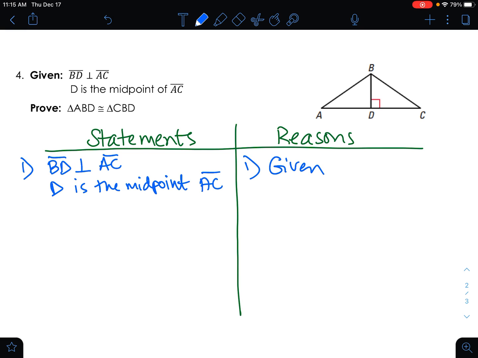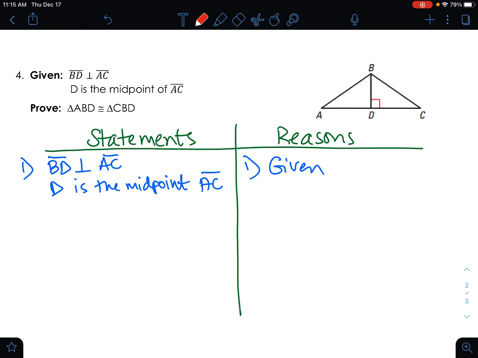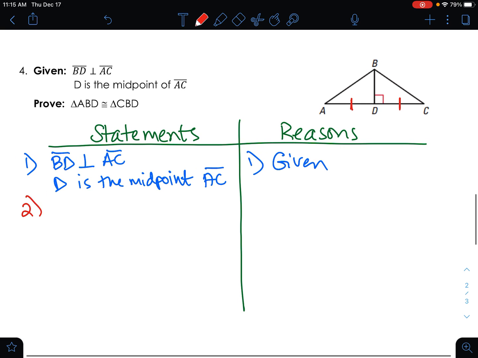Okay, BD is perpendicular to AC, so I probably would have put that right angle on there if it wasn't already there. D is the midpoint of AC. Okay, let's think about what we have. I'm going to use the midpoint given first. So if D is the midpoint of AC, well, what does that mean? Well, that means D is cutting AC in half. So I know that these two segments are congruent. So that's what I'm going to put next.